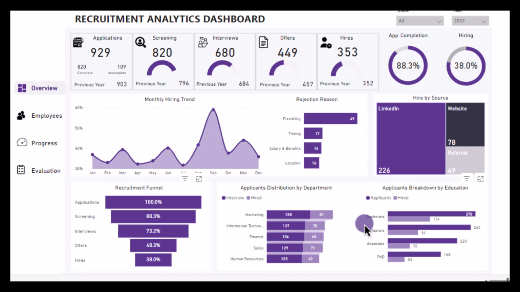So this was it for the dashboard. These visuals collectively provide a comprehensive overview of the recruitment process, helping to identify trends, bottlenecks, and areas for improvement. I hope you like this dashboard.